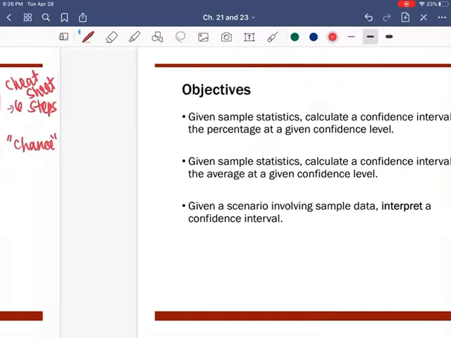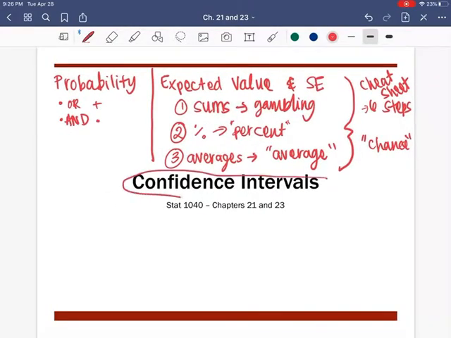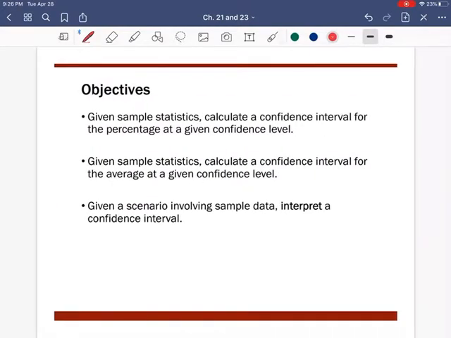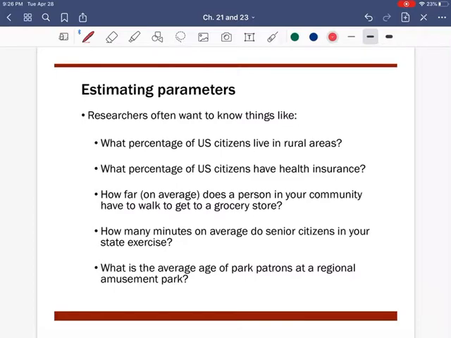Okay, let's actually start this chapter now. So the last thing we need to talk about in this section is confidence intervals. And we're going to talk about confidence intervals with both averages and percents. Researchers often want to know things like what percentage of U.S. citizens live in rural areas, have health insurance, how far does a person have to walk to get to a grocery store? How many minutes do senior citizens exercise? And so on. So there's lots of things that researchers or statisticians are wondering about.